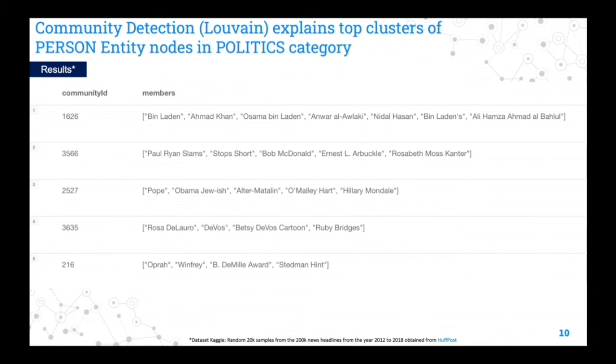So very interestingly, here we find Bin Laden along with all his mates occur on the top. They form a community, and then another community of interest could be Pope and... And then the last one could be, let's say, Oprah Winfrey and her close-knit community.